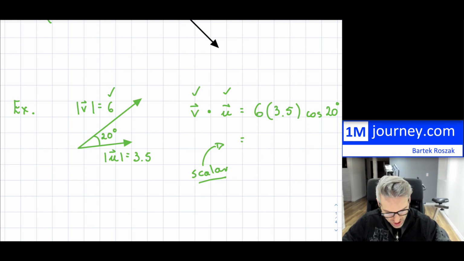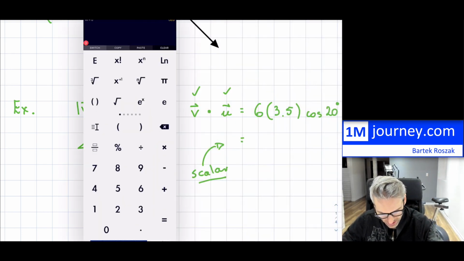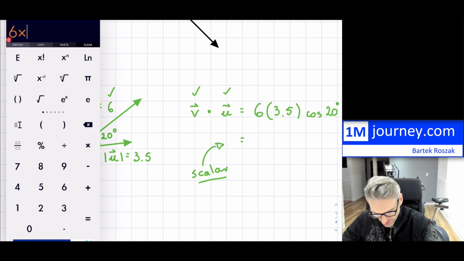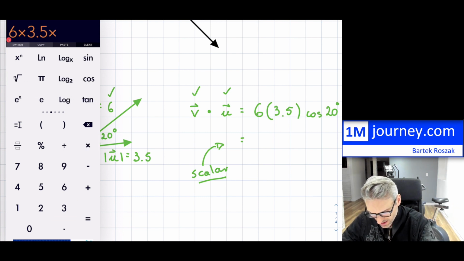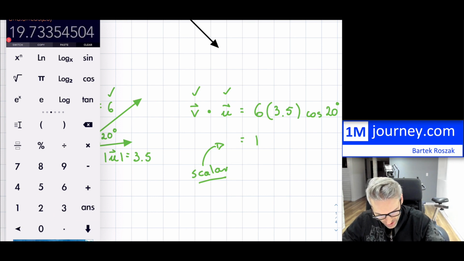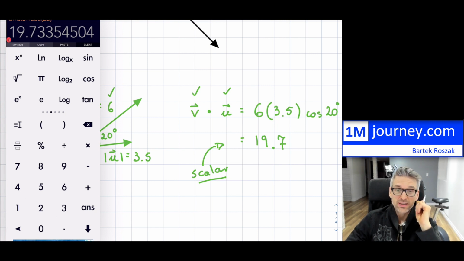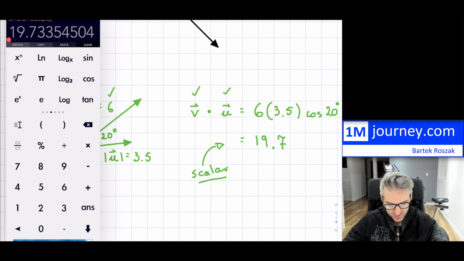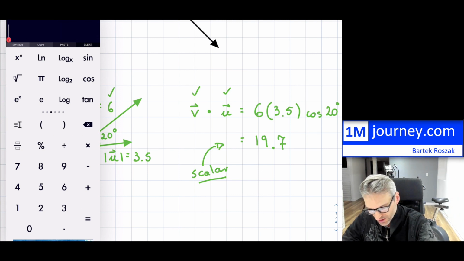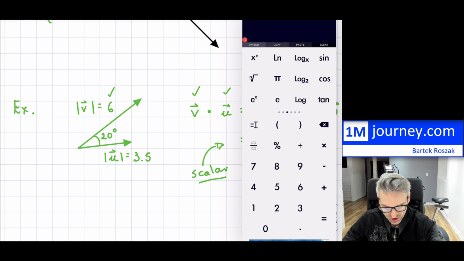Now, if I finish this off, I can take out my calculator. I can take 6 multiplied by 3.5, and then multiply by the cos of 20. And I'm going to round this off. So let's say 19.7. Now, these particular vectors didn't give me any units, so this is completely unitless. But if you do have units and you start multiplying, then you have to think about that as well. For the moment, we'll assume that there are no units in here. Once you do applications, then the units are going to start coming at you.